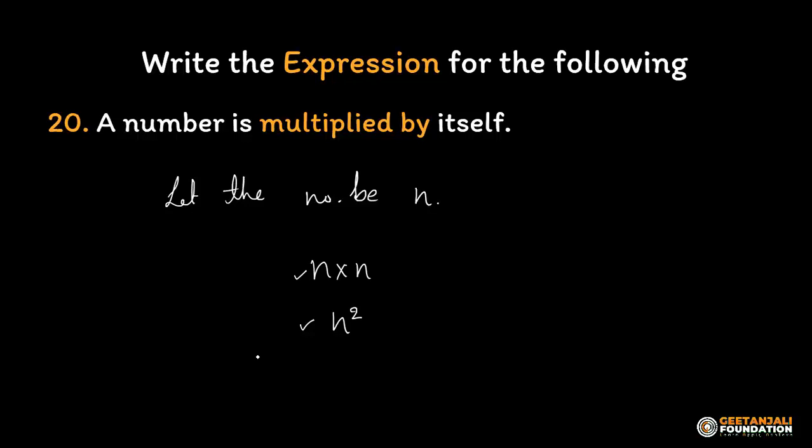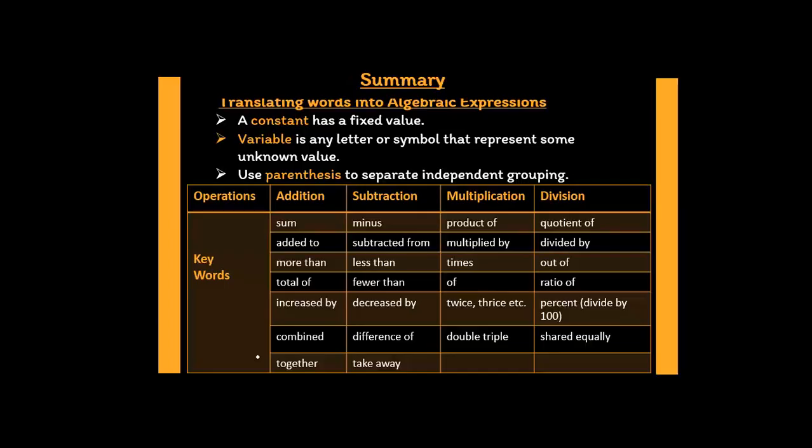Both are fine. I think we have practiced sufficiently how we can write expressions for the given word problem. If you're careful about a few things, if you know what is constant, what is a variable, where to use parentheses, which operators you have to use, if you are able to identify these keywords, accordingly you can find out which operator you can use there. If you practice them a little bit, you can definitely be very comfortable in converting your word problem into expressions. Here is the summary. Once again, I have written all the important points over here. You can go through them once again, especially about the operations, their keywords.